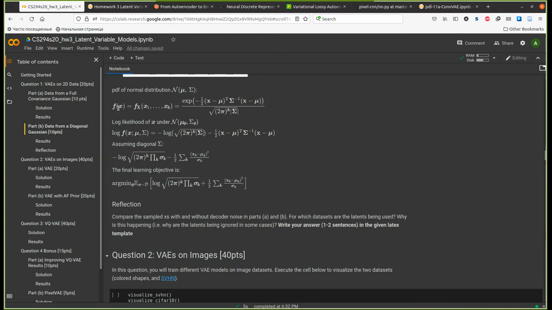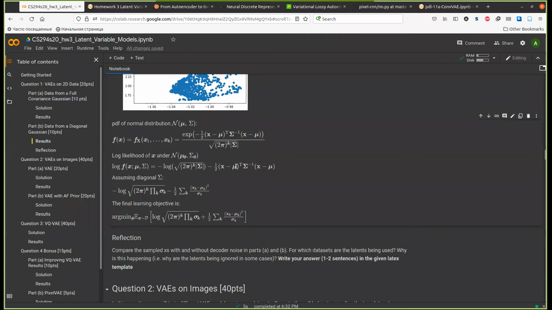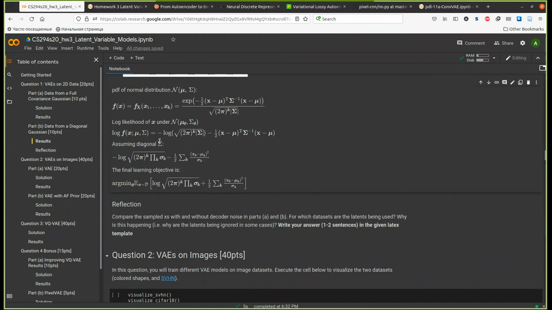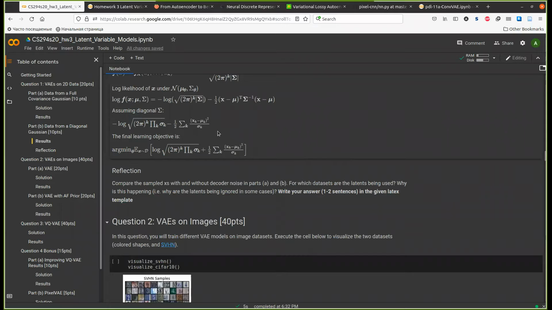So the logarithm of the PDF has two components. This one contains the variance, the covariance matrix, and the other one contains x minus mu squared divided by the variance, if you interpret it as the unit variance, but that's just matrix notation for the full covariance normal distribution. If we assume that the covariance matrix is diagonal, we can simplify it.